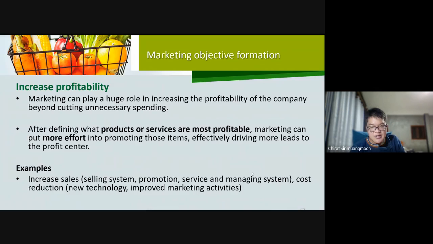Some examples here: first, in order to increase the profit, you need to increase the sales first. For example, you have a good selling system, good promotion, and a good service and managing system. All together, these can help you increase the profits. Cost reduction is the second example. You can apply new technology and improve the marketing activities in order to reduce the cost, and then your profit will be higher.